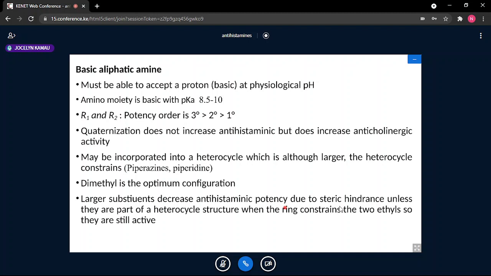If you add other bigger groups, you introduce steric hindrance, and whenever you introduce steric hindrance, that means the molecule is not able to access the receptor optimally, and therefore does not give you optimal activity.